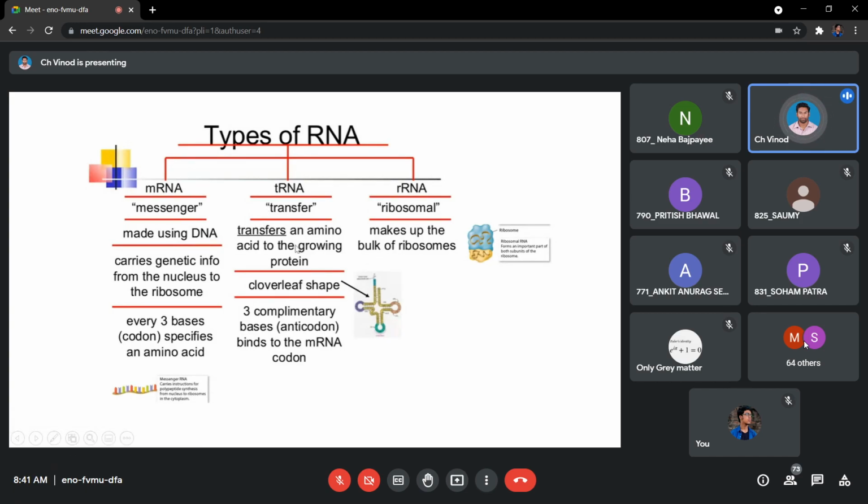tRNA is required for the decoding process. mRNA is required for transferring the codes from DNA onto the simple molecule of RNA. So this way all the three have different functions.